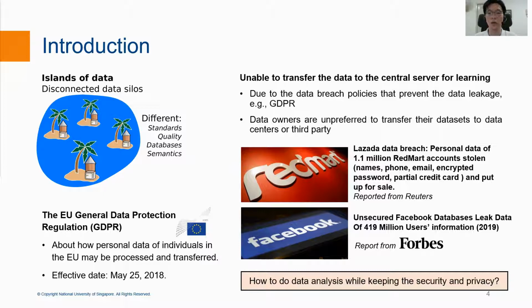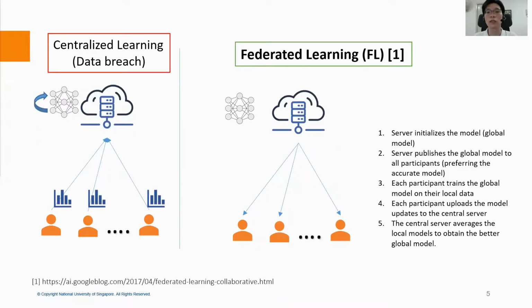First, Lazada leaked 1.1 million users' information. And second, Facebook also leaked 419 million users' information in 2019. In general machine learning, when we would like to get a great model, one direct way is using centralized learning. In this technique, it collects the data from different participants and then trains a model based on those data. However, like I mentioned earlier, it is not safe to do that.